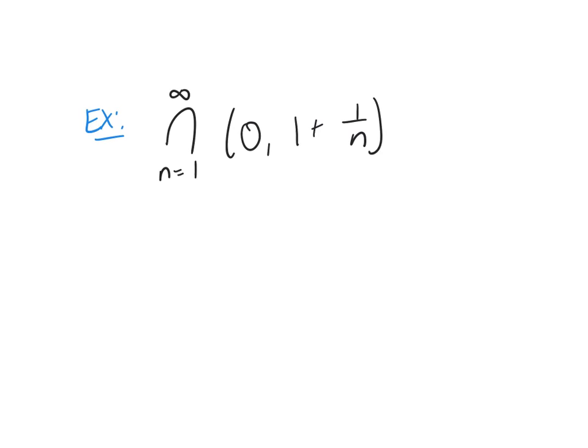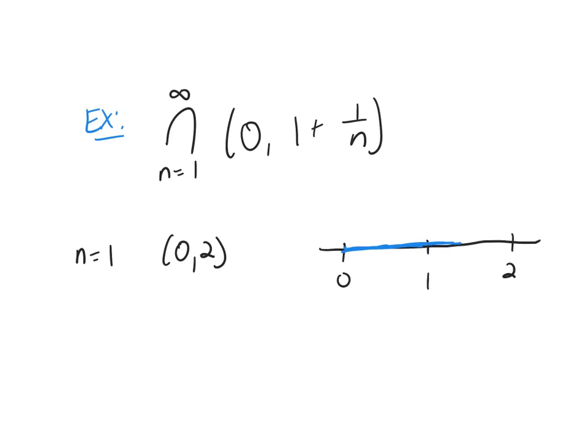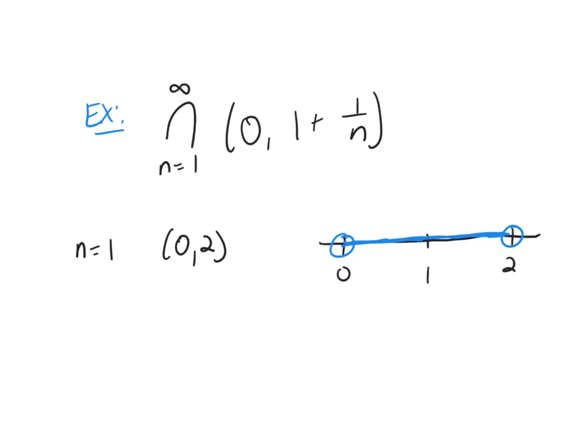So let's start with our first value, n equals 1. If I plug that in, I get the interval 0 to 2. So let's sketch out this interval from 0 to 2, and then here's 1 in the middle. I'm going to include all the numbers between 0 and 2, but I'm not including the endpoints. I'm going to use open circles here so I know that those two endpoints are not included.